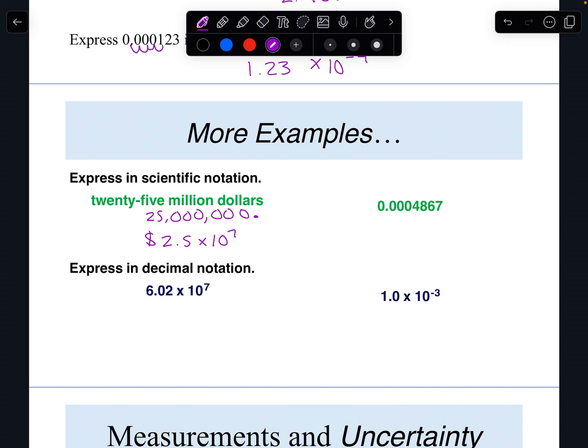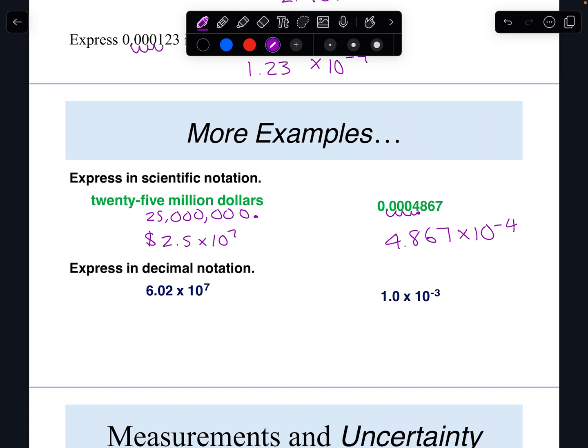Let's go ahead and do the one across. So we would get the decimal place to be between the first and the second digit here. That would be 4.867 times 10 to the negative 4th. And again, it's a negative because this number is less than 1.